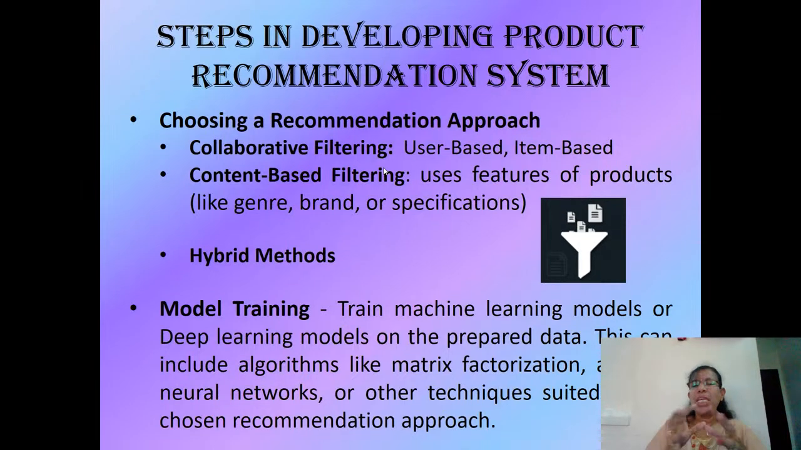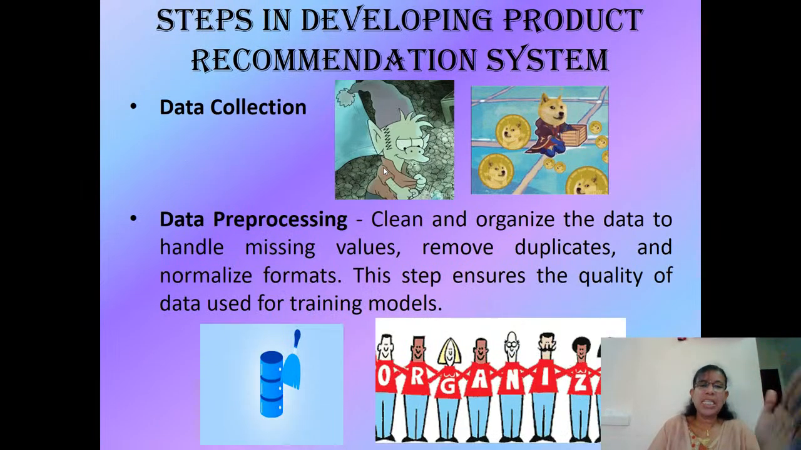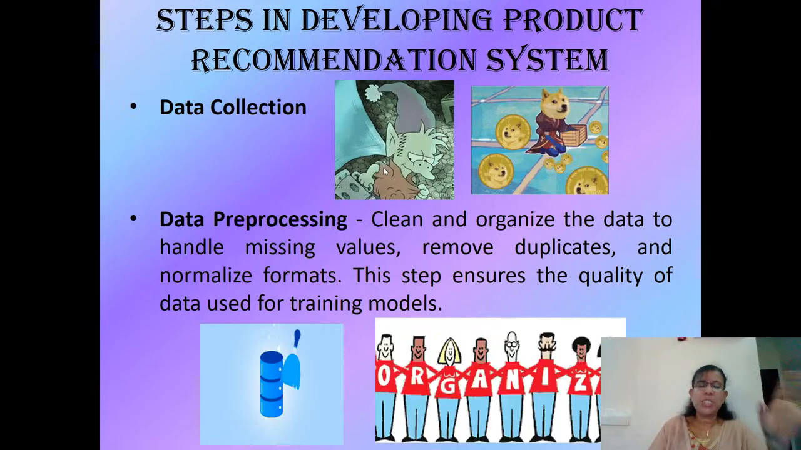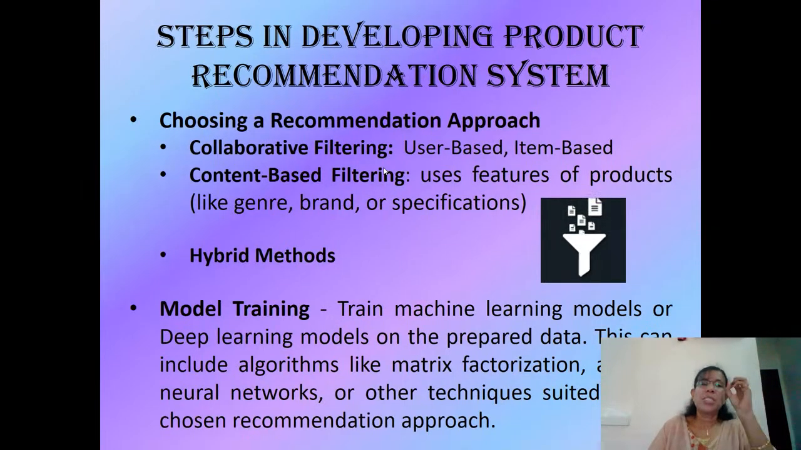And then here your algorithm starts. These processes are common for all machine learning algorithms, but this is specific to the product recommendation system. So what we are doing here is choosing the recommendation approach. We should select what kind of approach we are going to use. There are many types of approaches available, but I'm going to explain only three simple types.